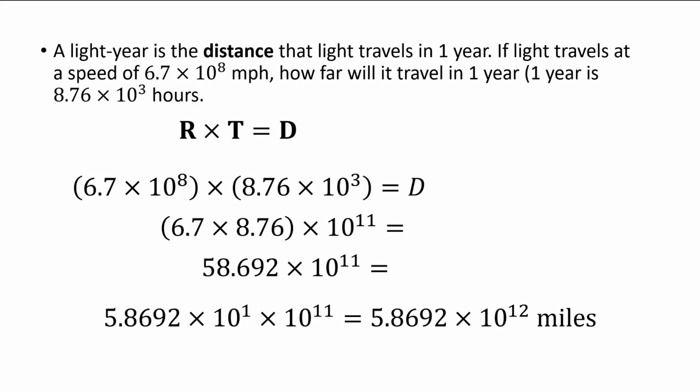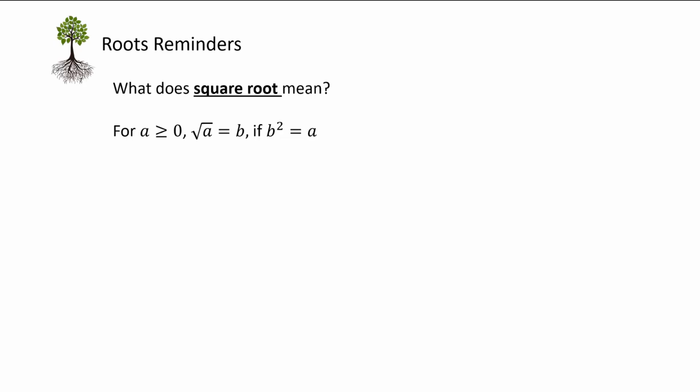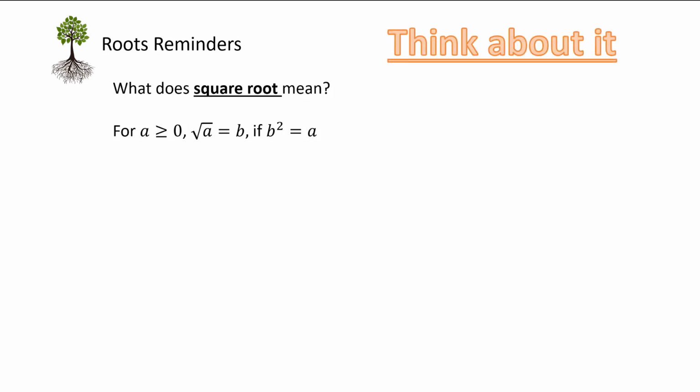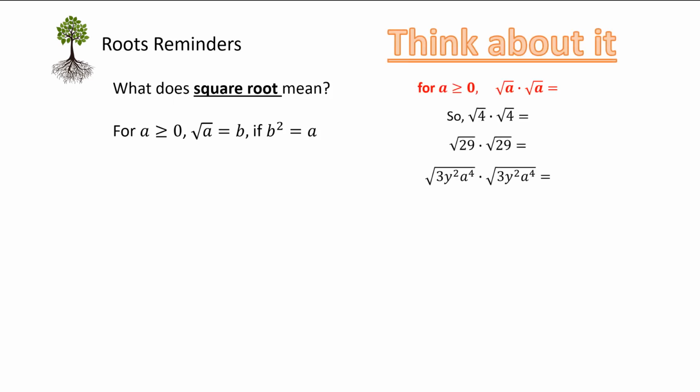That is how far light travels in a year. Okay, what does square root mean? For a greater than or equal to 0, the square root of a equals b if b squared equals a. So the square root is the number you multiply by itself to get that number. So the square root of a is the number that you multiply by itself to get a.